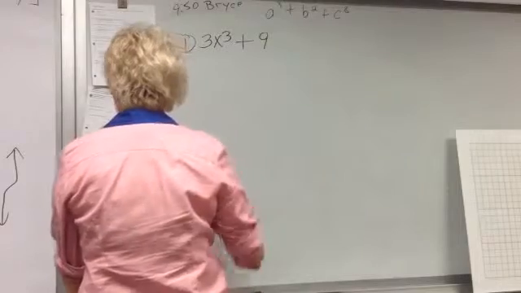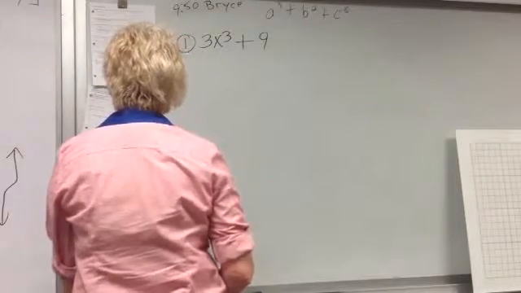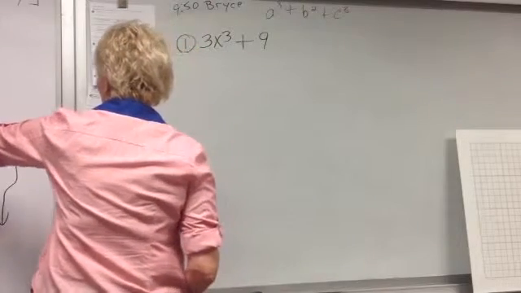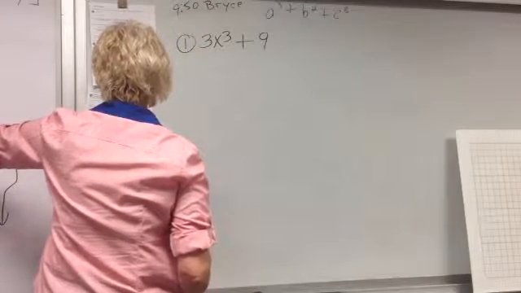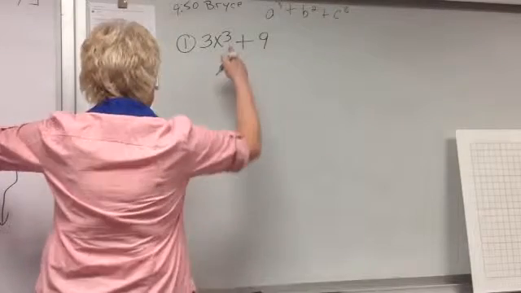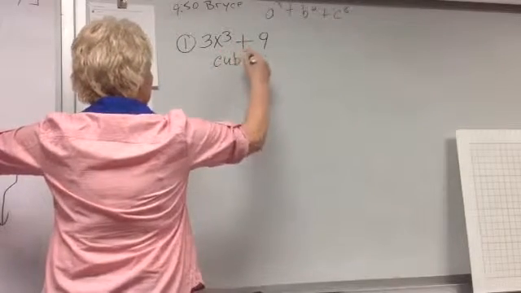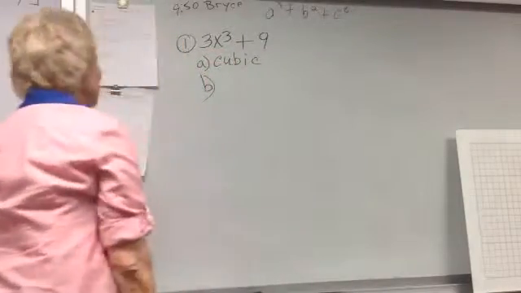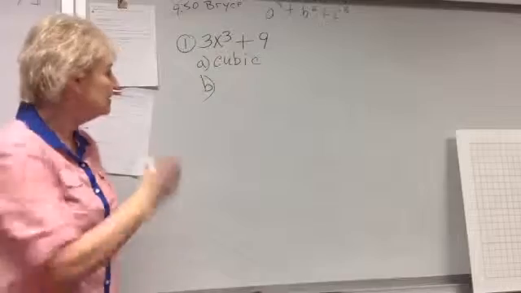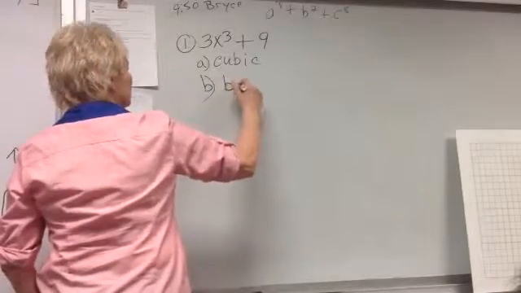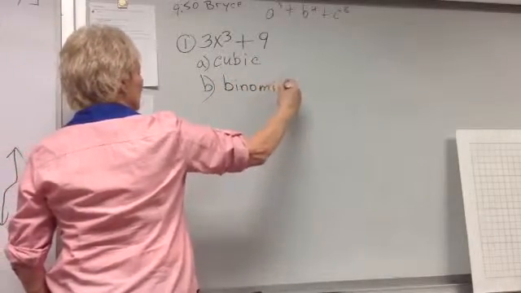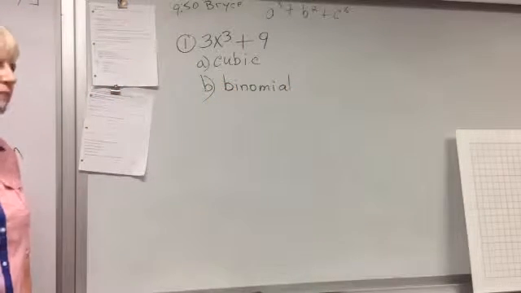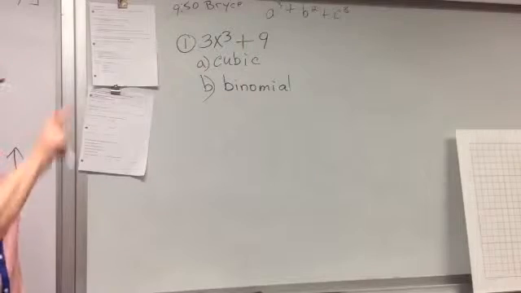What's it called according to degree? Cubic. And what kind of polynomial is it? That's a binomial. I'm going to leave this on the board so that you'll have one of each kind as an example. And that's number one, because it has two terms.